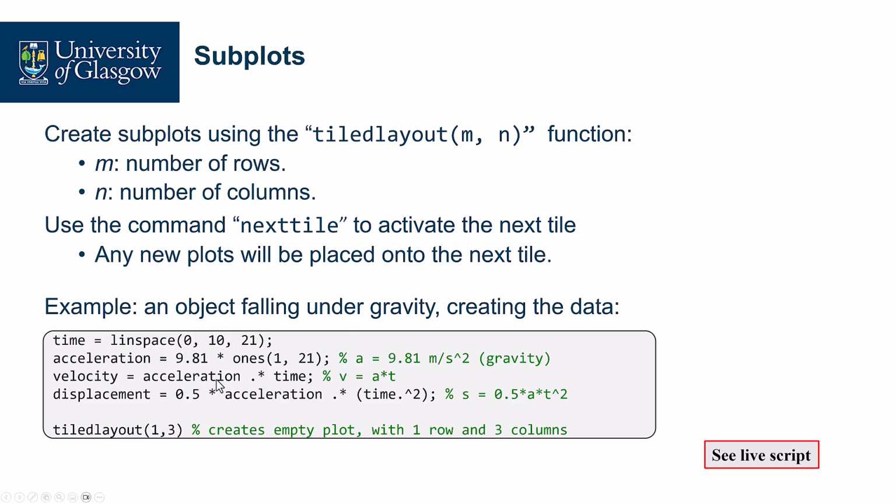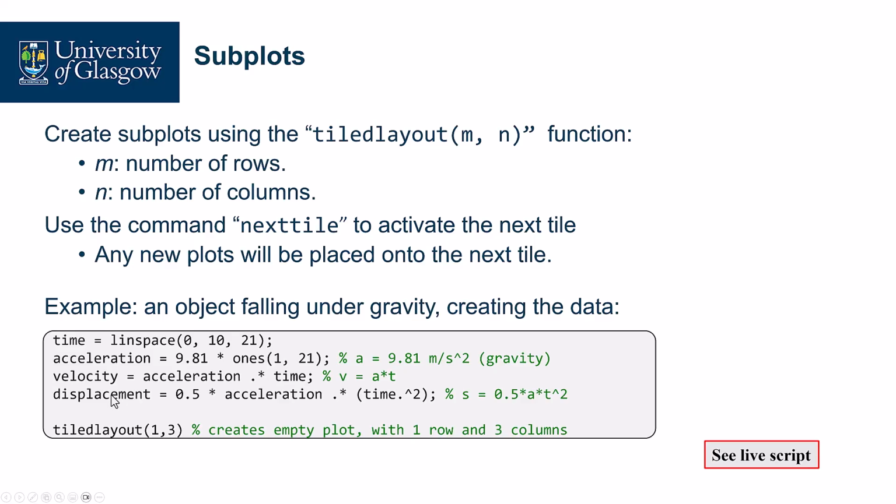Because we want an element by element product, right? So we have to use a dot multiply. So we can see here, and the size is the same as this matrix and this matrix. So it's still that 1 by 21 elements in the matrix.